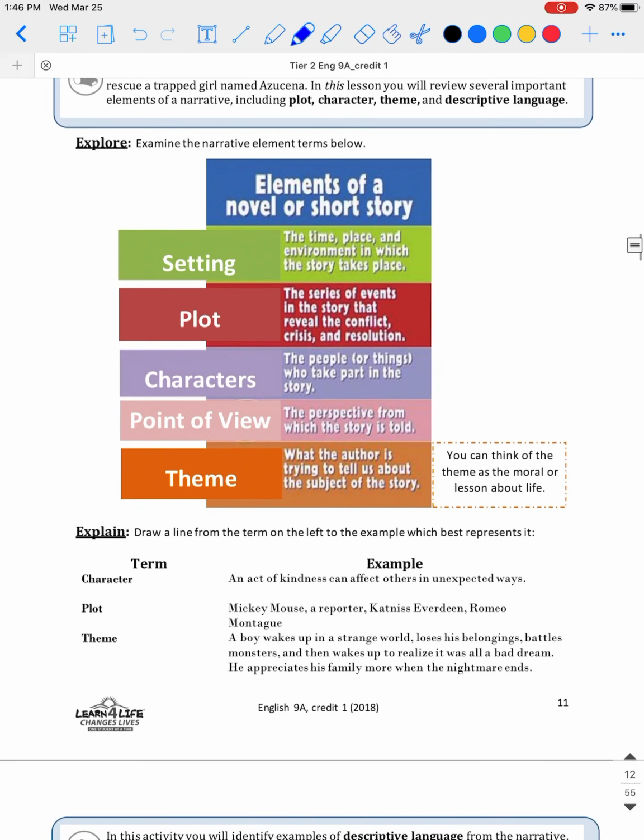So what it wants you to do is, at the bottom, it gives you the terms on the left: character, plot, and theme. You're going to draw a line to the term on the left from the examples on the right. I'm going to help you with a character one. Mickey Mouse is a reporter. Katniss Everdeen, Romeo. Those are all characters. So I'm going to draw a line. Go ahead and do plot and theme on your own. And when you're done, you can move on.